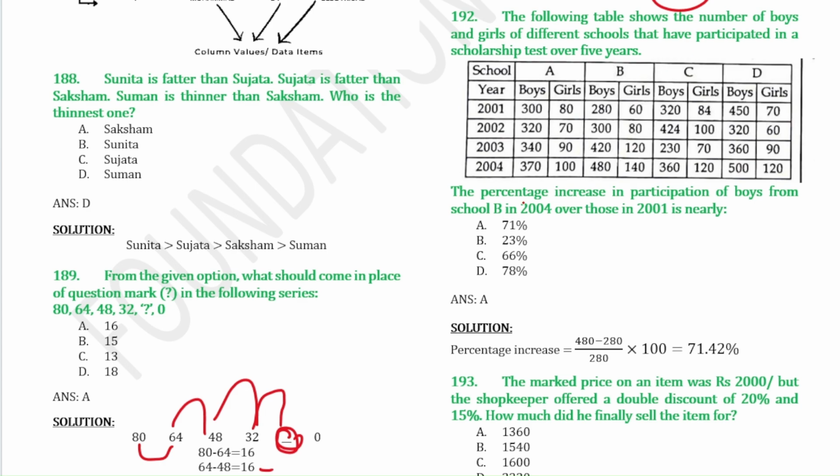Following data are given. So we have to find the percentage increase in the participation of boys in school B in 2004 over those in 2001. So we have to find for 2004 and 2001, that is for this and this, the percentage increase. To find the percentage increase, that is the final value minus the initial value divided by the initial value. That is 480 minus 280 divided by 280 into 100 will give you 71.42%.